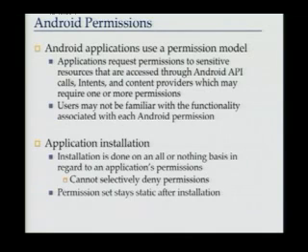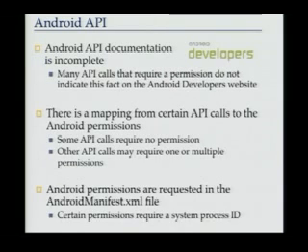For Android permissions, there's a permission model. The developer requests what permissions the application will use through the Android manifest.xml file. Users may or may not truly understand what those permissions mean, or what API calls and functionality they correspond to. When you install an app, it shows the user the permissions on an all-or-nothing basis, so you just have to install it or not. And the permission set stays the same after you install it.